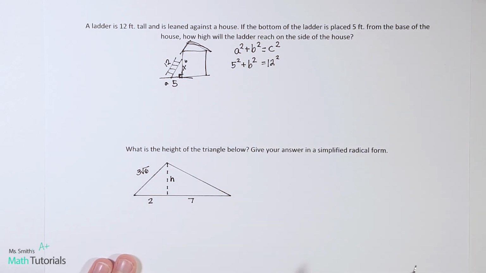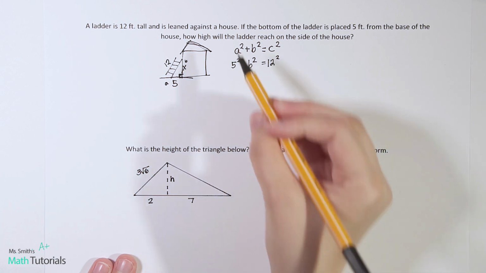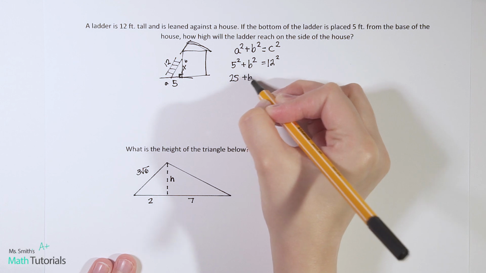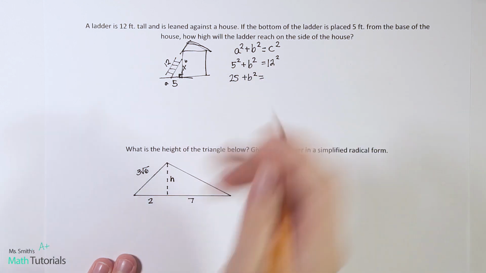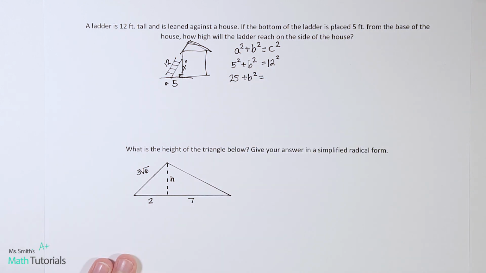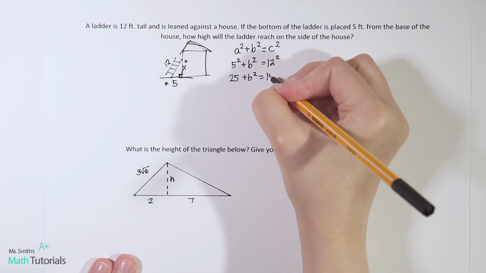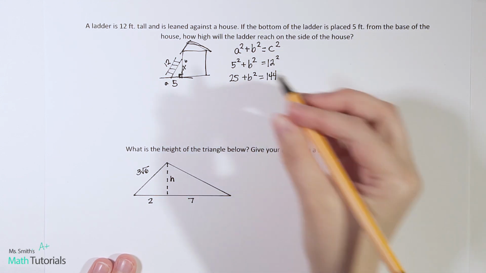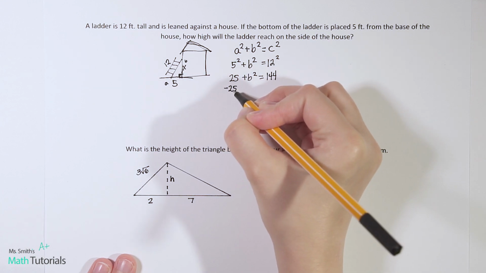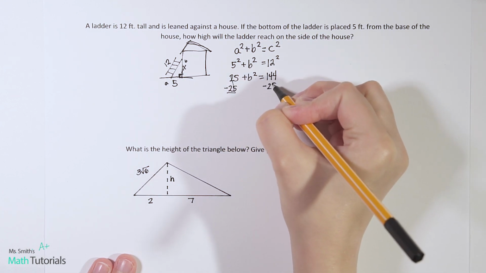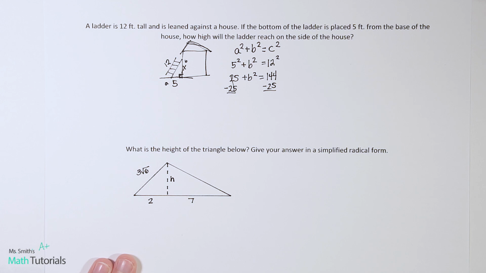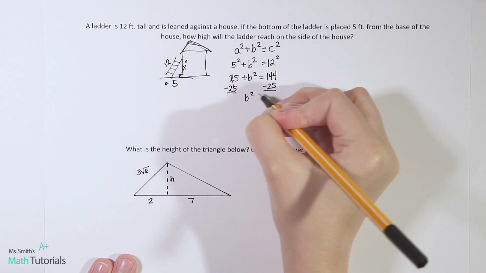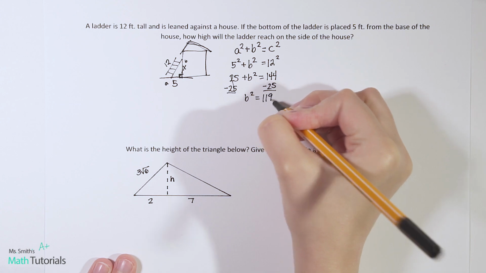Okay, so let's go ahead and simplify this. I know 5 squared is 25. I don't know anything about b squared yet. And then 12 squared is 144. Now I want to get my constants all to one side, so we want to subtract 25. 144 minus 25 gives me 119. So I've got b squared equals 119.